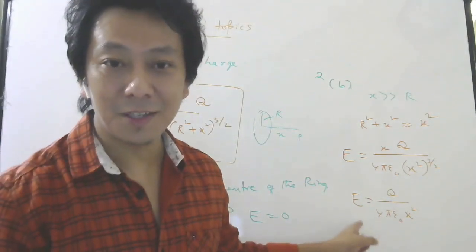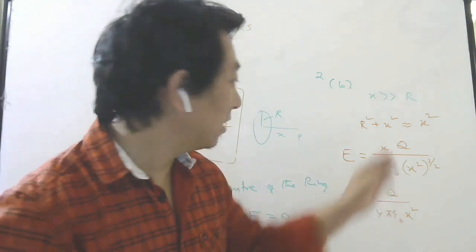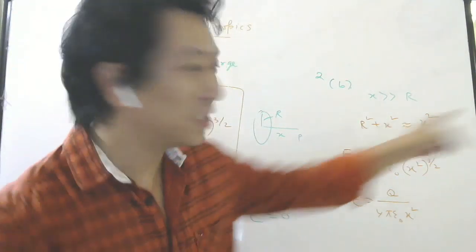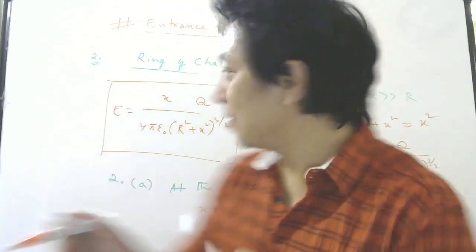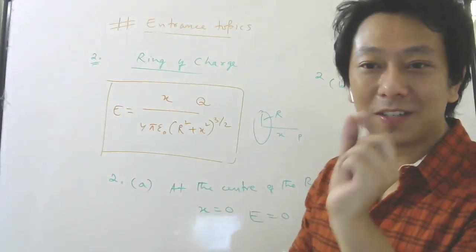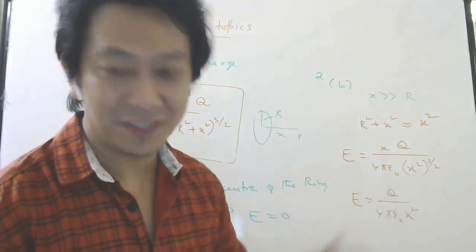It's a nice formula. This is the formula for what charge? Point charge. Obviously, if your observation point is very far, and from a very far distance you look at the ring, it will look like a what charge? Point charge. So the formula will also look like the formula of a point charge.